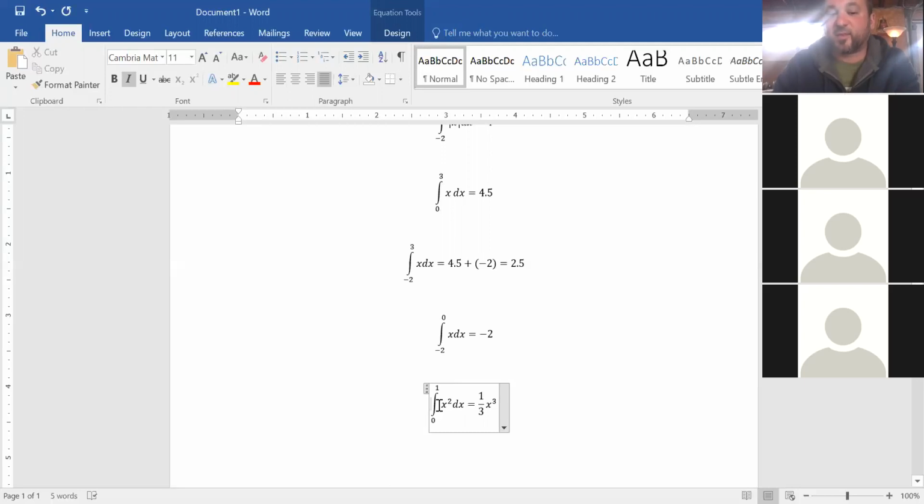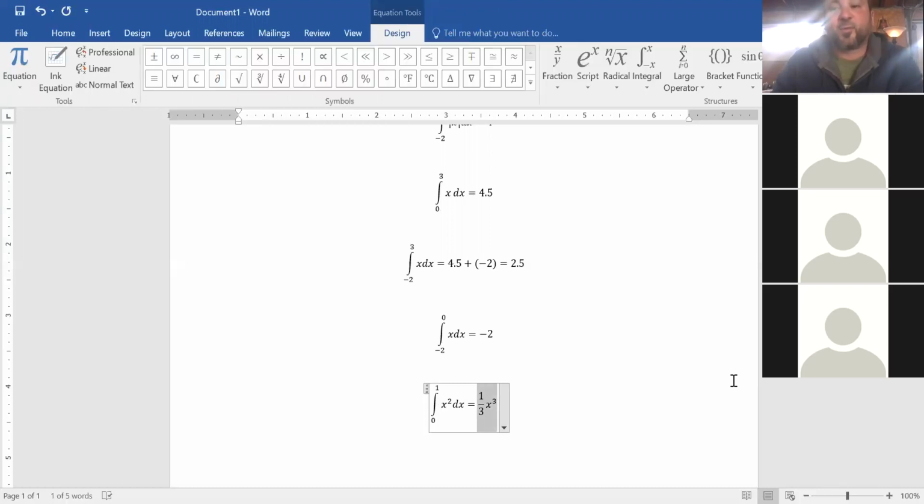So this symbol tells us to take the antiderivative of x squared, and we take it, and we get this right here. We now go ahead and let's see if I can get this notation right in Word.